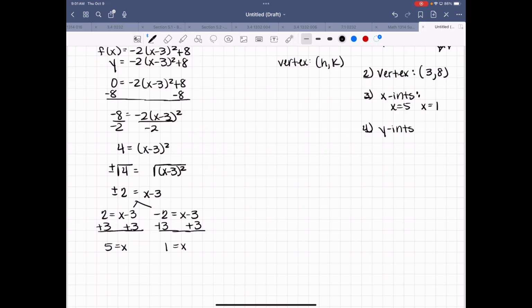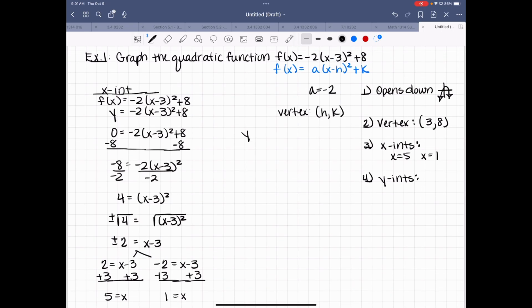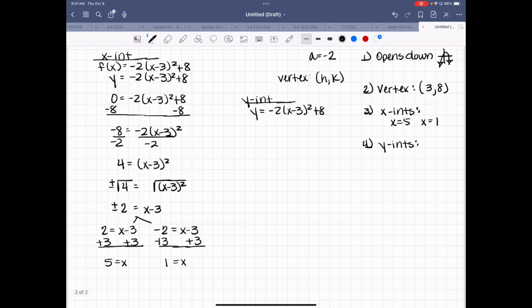So I'm going to go over here. I'm going to do the same thing, except this time, on my y-intercepts, I'm going to rewrite it as y equals negative 2 times (x minus 3) squared plus 8, since you guys have already told me that's what that becomes. And this time, to find my y-intercept, I'm going to make x equals 0. So I have y equals negative 2 times (0 minus 3) squared plus 8.